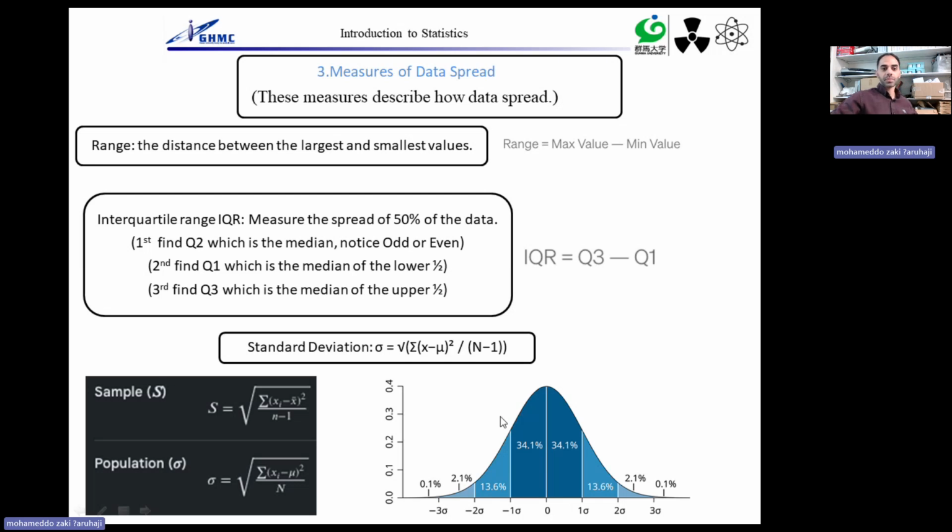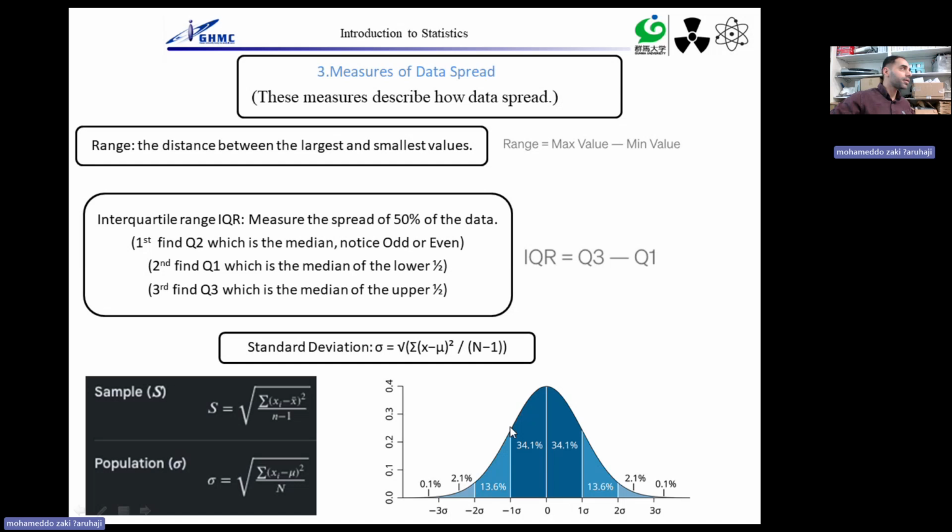So, then we have two different signs, one for the sample, one for the population. The sample is called S, the population is called sigma. But they are the same, nothing different. The only difference is the type of data we have. Anyway, so in our standard deviation, we have this area.